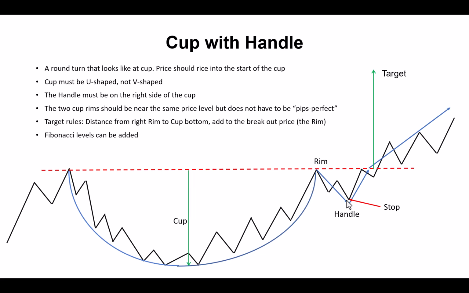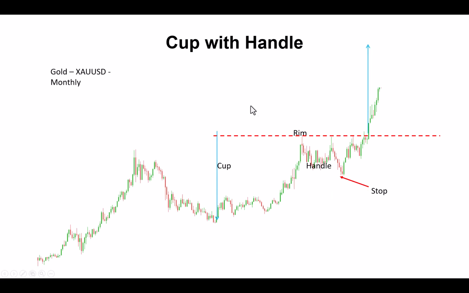So we're going to look at an example in just a second. Then you can also, of course, add some Fibonacci levels, which I have also done to some of the patterns that I have detected. And let's have a look at one. I haven't added the Fibonacci to this one, but here you actually have gold on monthly. You can see you have a cup with a handle here. You have the cup, you have the rim, you have the handle here on the right side.